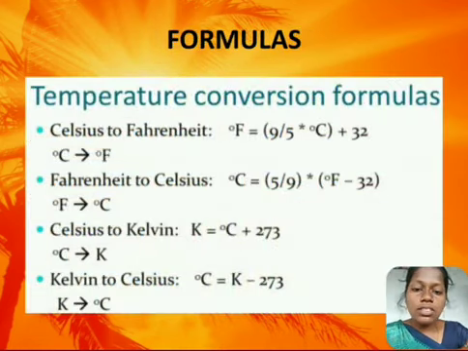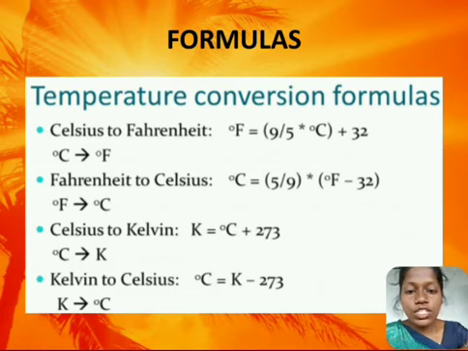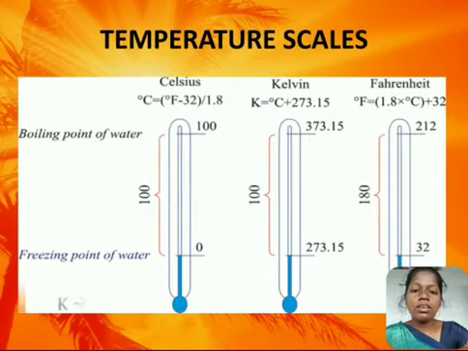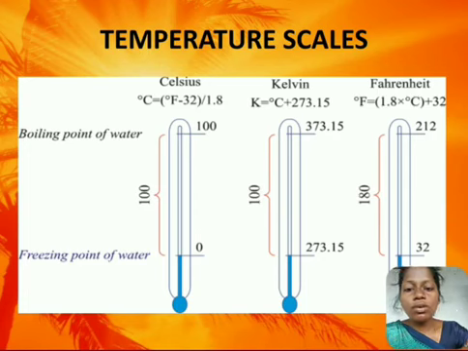These are the formulas for how we convert from Celsius to Fahrenheit. We use Fahrenheit is equal to 9 by 5 multiplied by Celsius plus 32, while for Fahrenheit to Celsius, Celsius is equal to 5 by 9 multiplied by Fahrenheit minus 32. While converting Celsius to Kelvin, Kelvin is equal to Celsius plus 273. Kelvin to Celsius, Celsius is equal to Kelvin minus 273. These are the temperature scales. Below we saw the freezing point of water, above the boiling point of water.